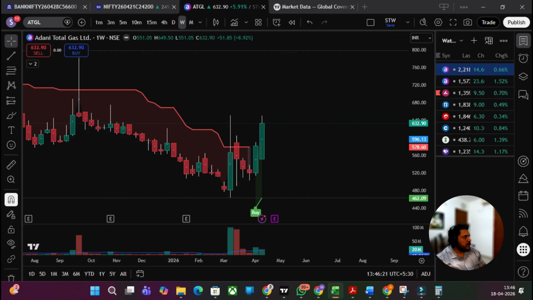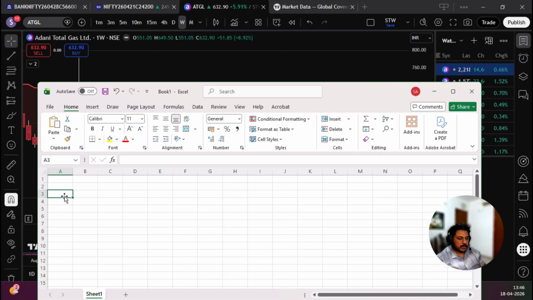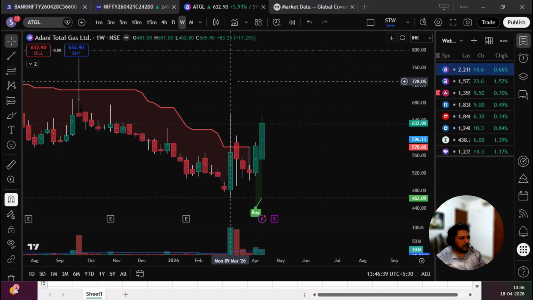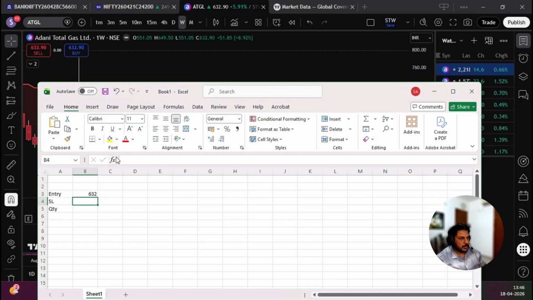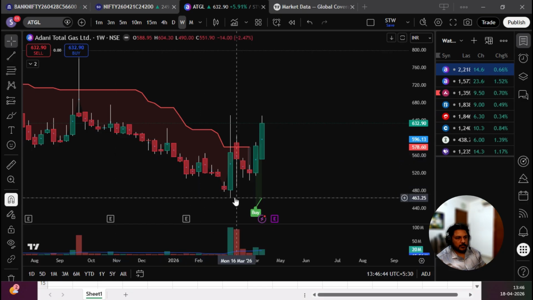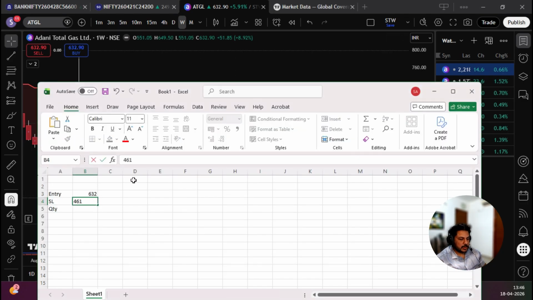So what we can do is just show you a workbook here. What you can do is your entry, stop loss, quantity. Simple. For example, your entry is 632. Your stop loss is about 461. So your SL points is equal to this minus this, which is 171.